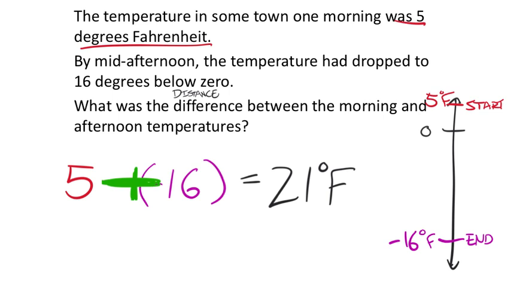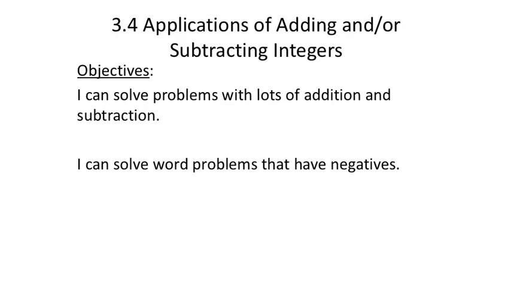Okay, now that's one way to look at it. But the difference between the temperatures, again, being a distance, should indicate that it's going to be positive. And you can see between these two, just to get from negative 16 to 0, you'd have to go up 16. Now that just gets you to 0 though, so you have to go up another 5 to get to 5. So that's why we end up adding those two. And then of course, 5 plus 16 is 21 degrees still. That's 3.4. Did some word problems, did some with lots of negatives and positives. Addition, subtraction, whatever. We did it.